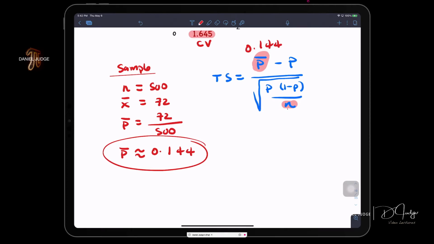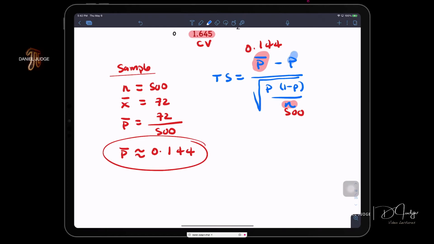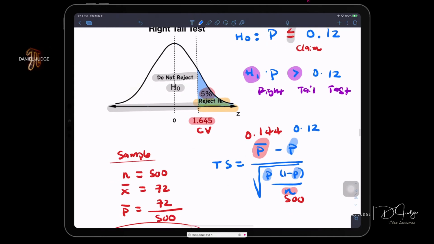0.144, and the sample size was 500. So there you go. This is how we're using it. And then you need P here. Okay, and you say, well, what's P? P is always in the hypothesis. So even though you look at the null, it says P is less than or equal to 12%. Less than or equal to 12%. So this is 0.12.